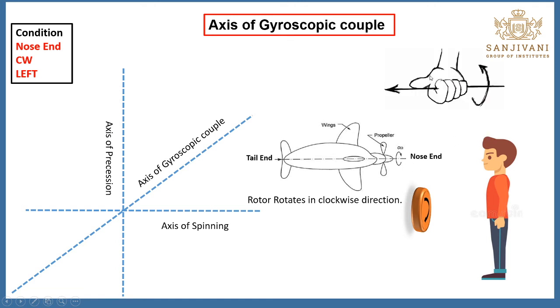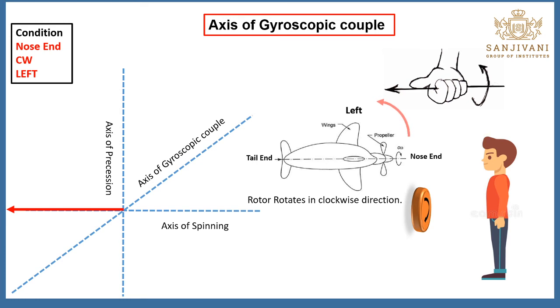Now you have to orient your right hand in such a way that you rotate your fingers in the clockwise direction. When you rotate your fingers in the clockwise direction, the direction of the thumb denotes the velocity vector. This is your velocity vector. Now that aeroplane is taking the turn towards left.